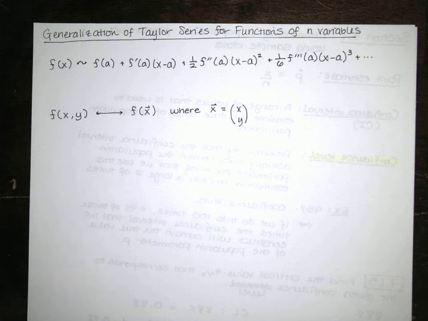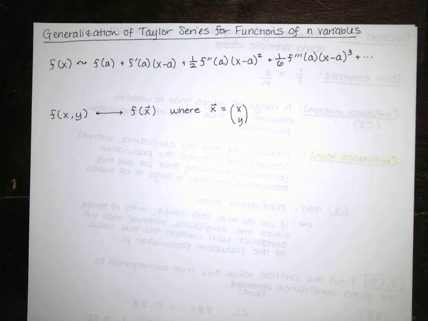Before we leave this chapter, I wanted to show you the generalization of Taylor series for functions of n variables. I think it's pretty cool. I've been saying all along that the gradient vector is the multidimensional analog of the first derivative, and the Hessian matrix is the multidimensional analog of the second derivative. And I think this is a really great way to see what I mean by that.